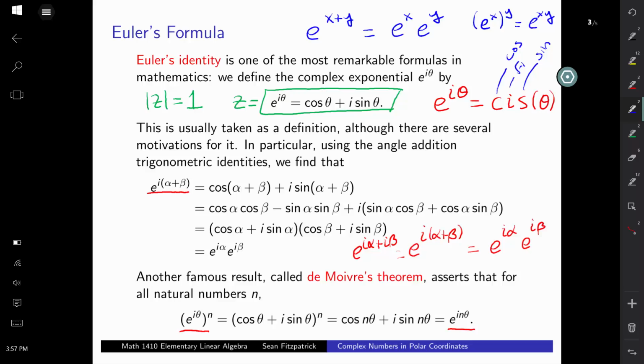And because of that, it means that you can just manipulate these complex exponentials the way you expect to be able to manipulate them. That's the advantage over using the CIS notation, because with the CIS notation, you just got to remember certain rules. You'd have to remember that CIS of alpha plus beta is equal to CIS of alpha times CIS of beta, and it's easier to remember if you write it down in terms of properties that you're already familiar with.